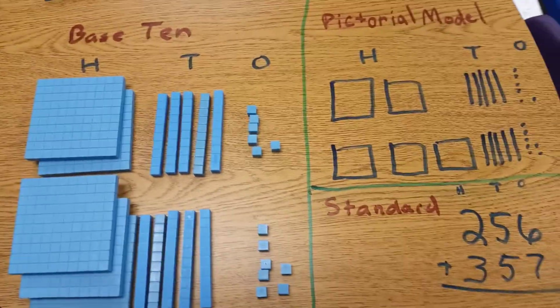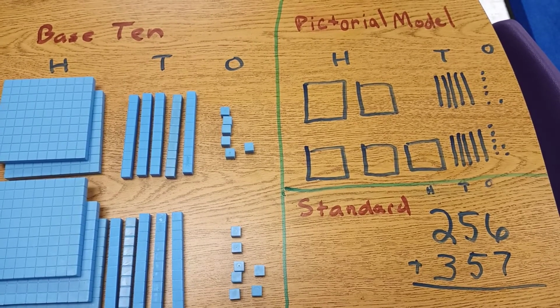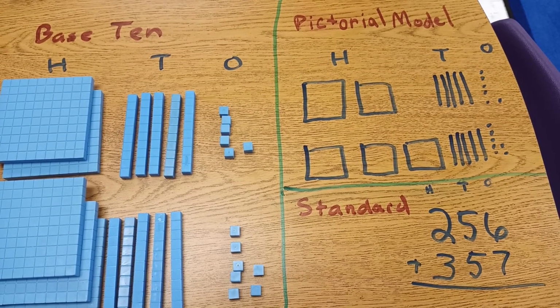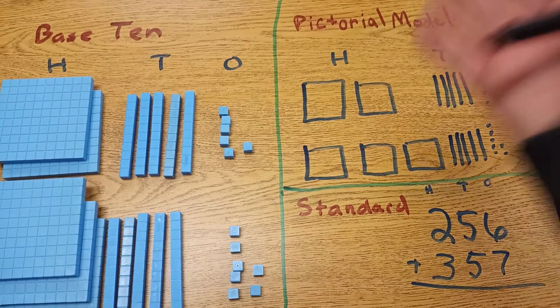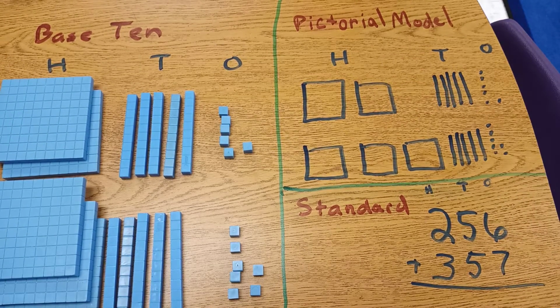Okay, going to do a little practice here using different ways of adding. And you can see right here we have the base 10 model, we have a pictorial model, and we have a standard way of doing addition. And the addition problem we're going to do is 256 plus 357.